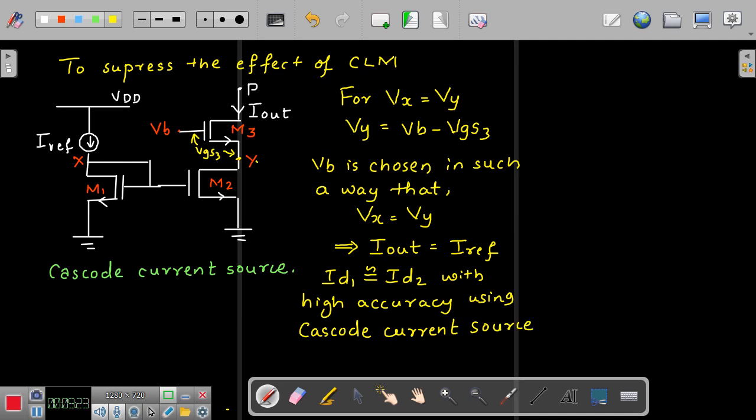This is not the end of the cascode current source. Now we have to choose Vb in such a way that Vx is equal to Vy. Now the question is how to generate or how to get Vb to ensure Vx is equal to Vy.